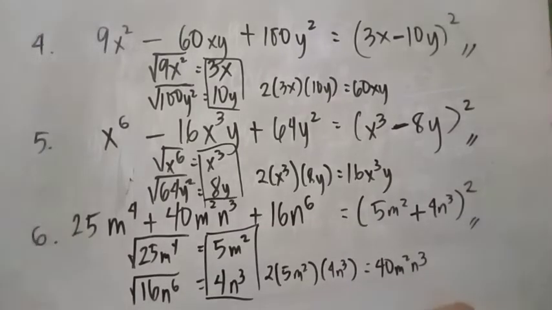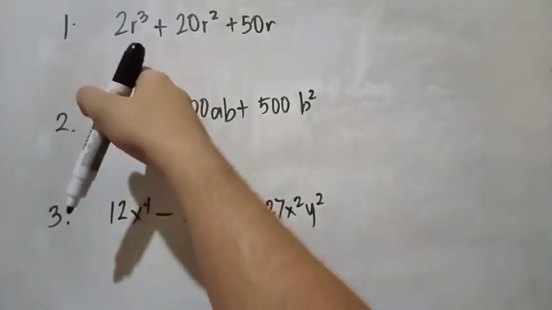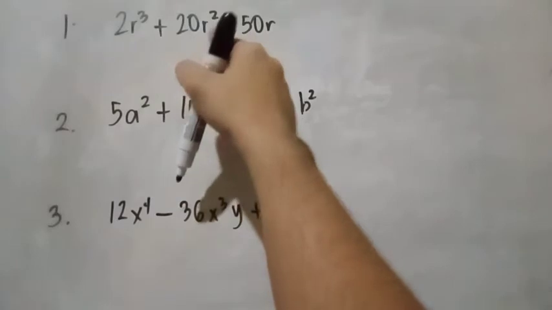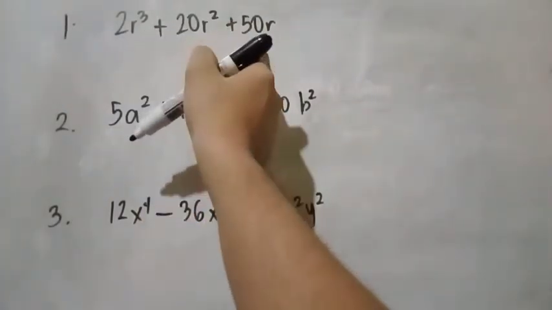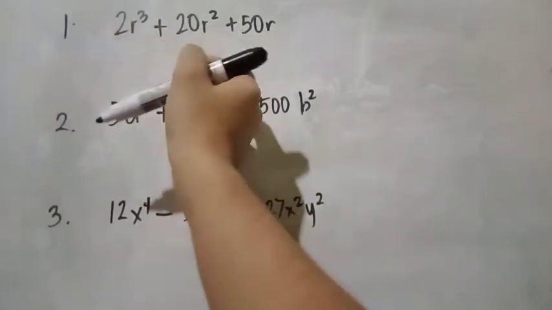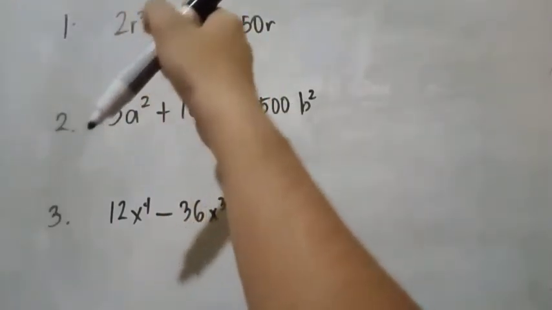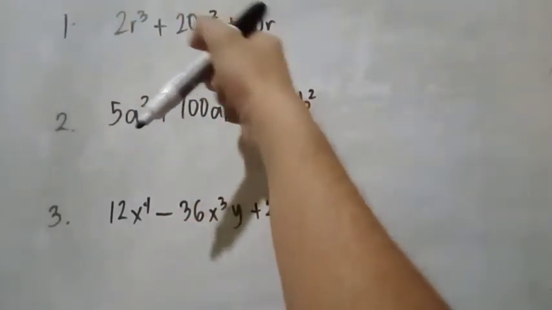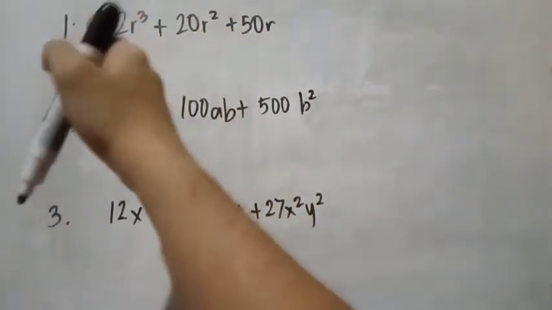And that's it. So, more examples tayo, yung mas challenging. Okay, so we have number 1, 2r cubed plus 20r squared plus 50r. So, kung makikita natin yung first at saka last term, yung 2r cubed at saka 50r, ay hindi sila perfect square. So, di natin pwede kaagad i-factor as a perfect square trinomial. However, pwede na nating i-factor out yung common factor nila.